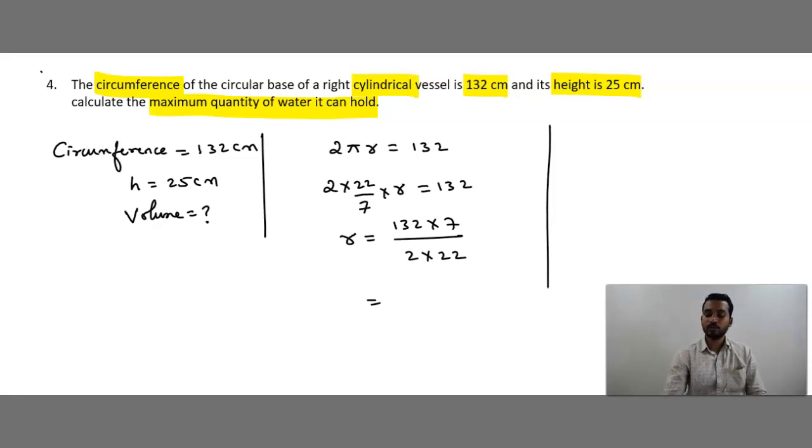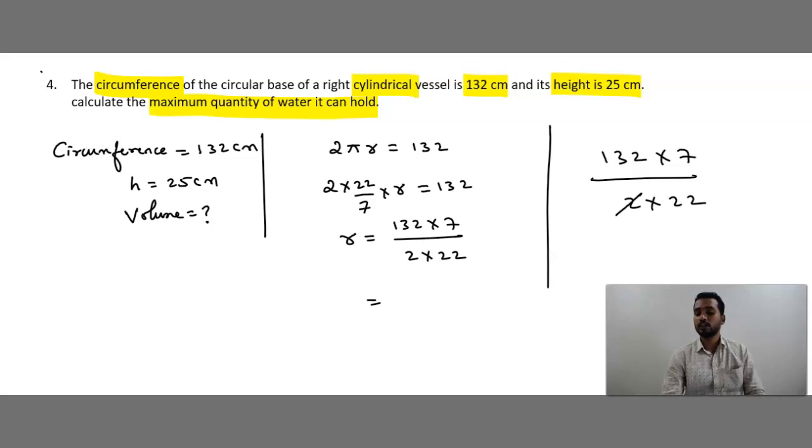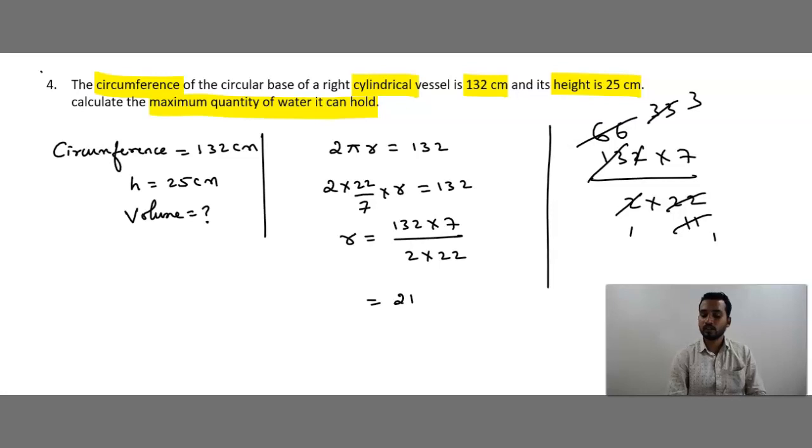Let me do the calculation here. 132 into 7 divided by 2 into 22. Right? 2 1s are 2, 2 6s are 12, remainder 1, 2 6s are 12, 2 1s are 2, 2 3s are 6, 11 1s are 11, 3s are 21 centimeters. So what is the radius? 21 centimeters.